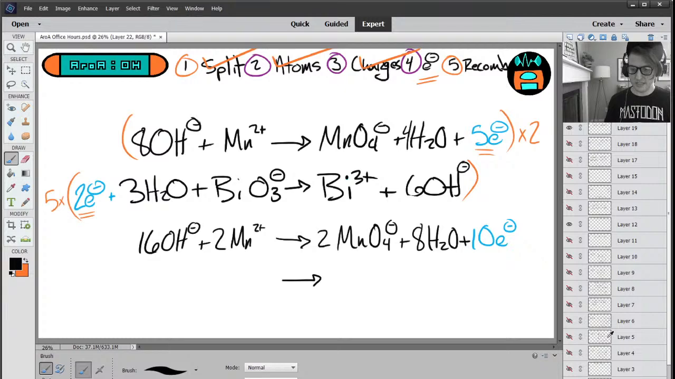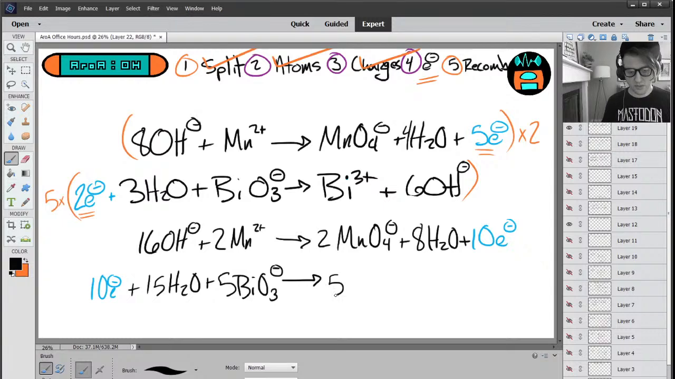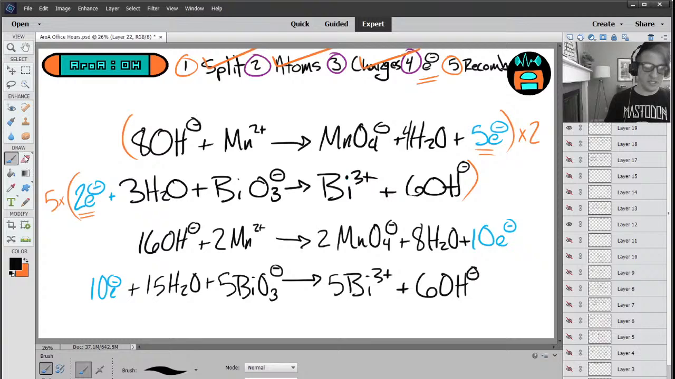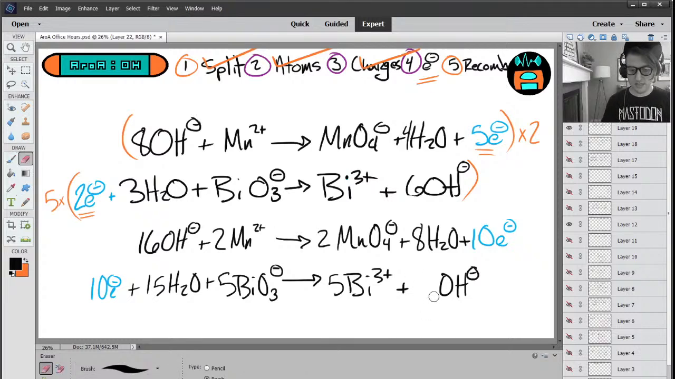This produces 5 times 2, which is 10 electrons. Now working the second half reaction, 5 times 3 is 15 molecules of water plus 5 of these BiO3 minus ions, producing 5 bismuth 3s plus, no, sorry, 5 times 6, so 30 hydroxides.